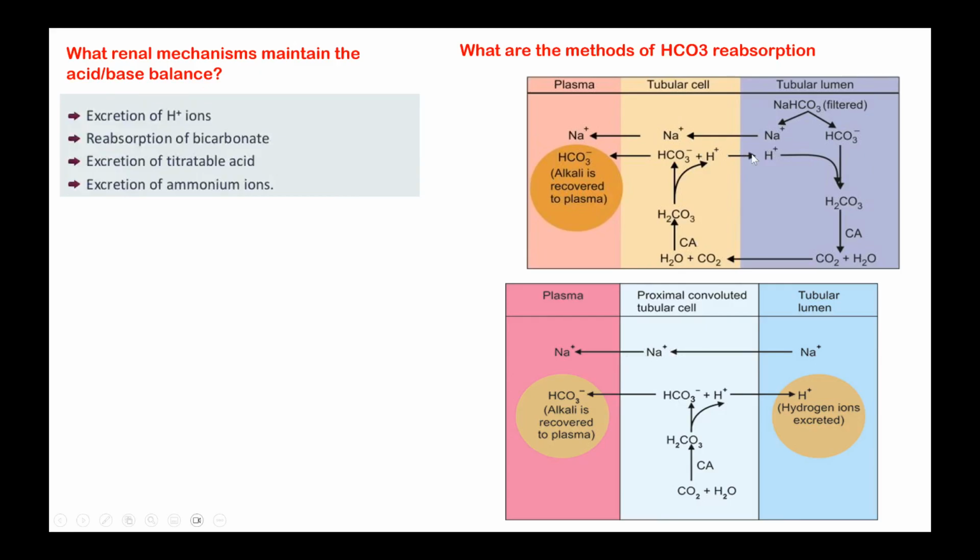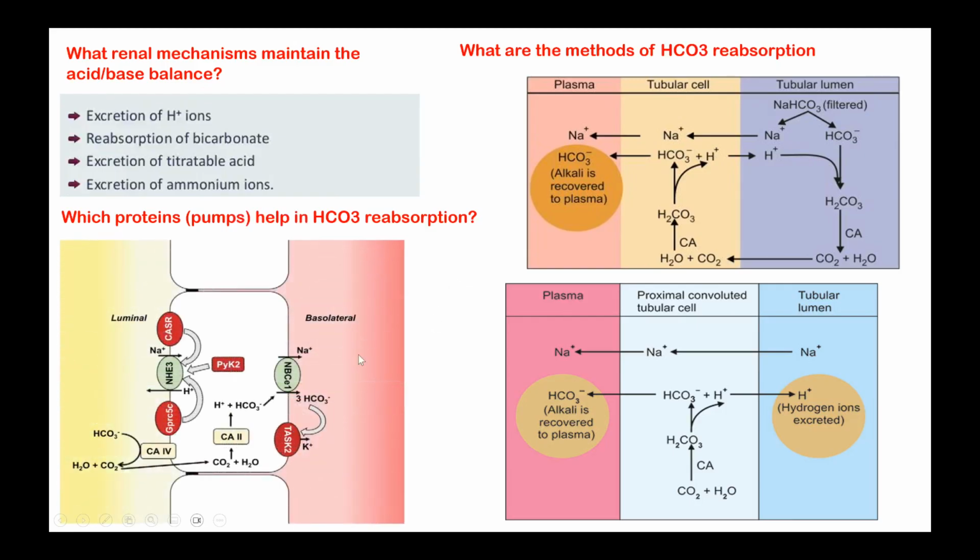Here what happens? Hydrogen is exchanged for sodium. So this is called the sodium hydrogen exchanger pump. Whereas here sodium and bicarbonate are taken together into the plasma, so they are called the sodium bicarbonate co-transporter. Both of them are transported together. So the pump that is used here is called the co-transporter pump, whereas the pump that is used here is called the exchanger pump, which are all nothing but proteins. So these are the pumps that I have been telling you.